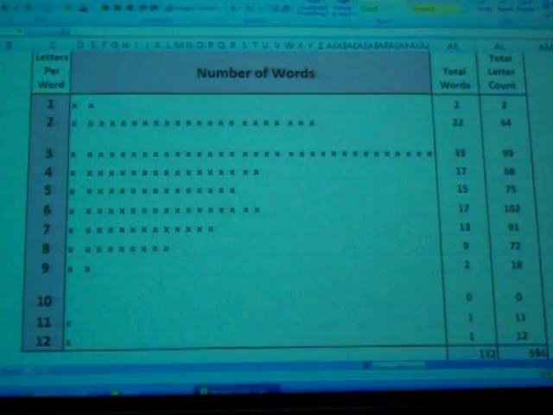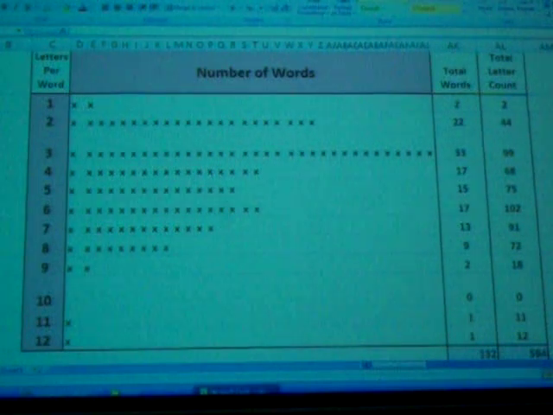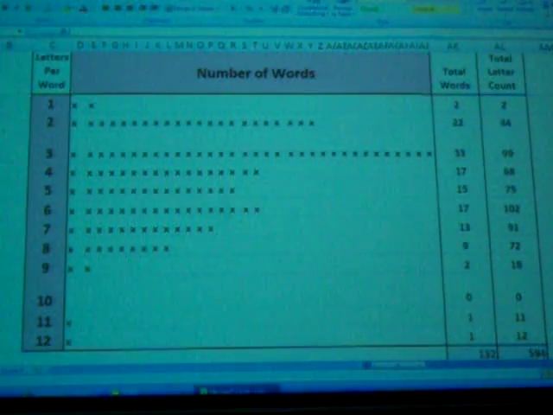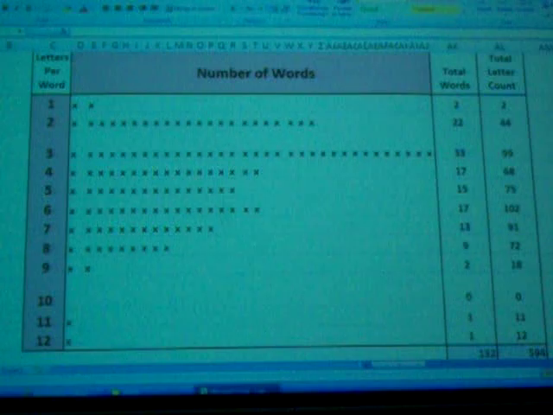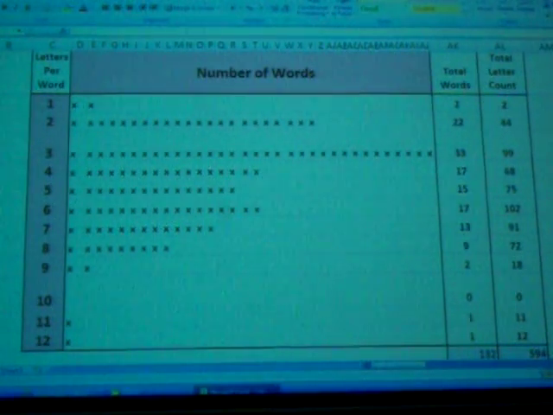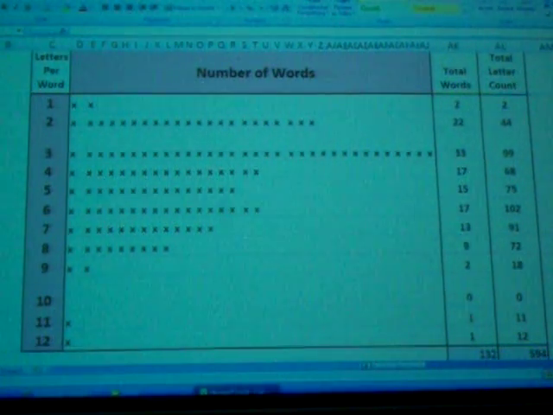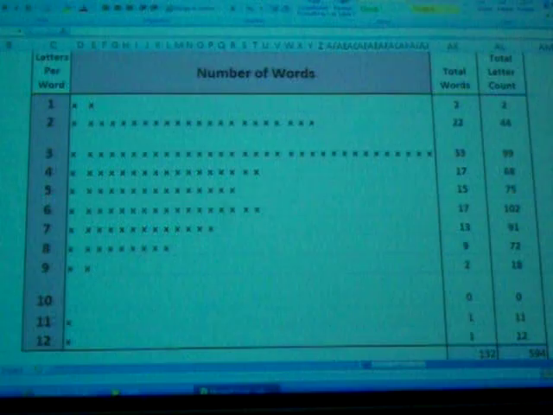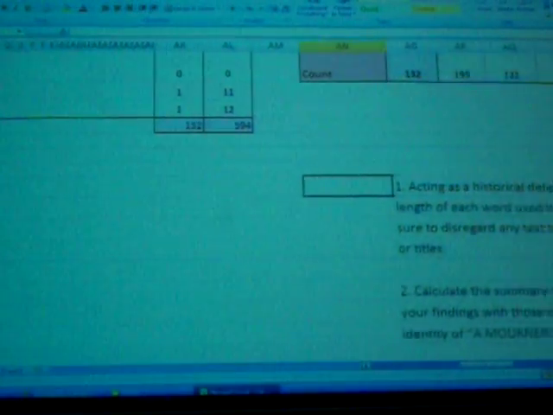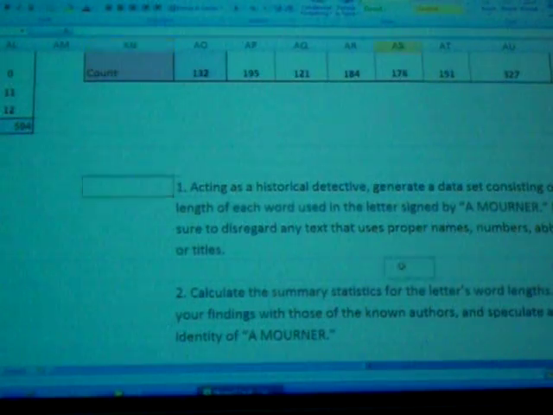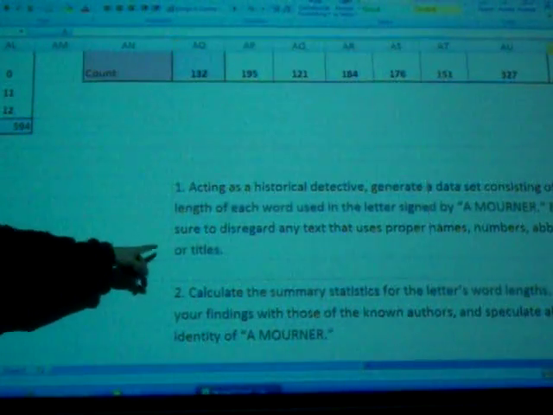Okay, so for the first part of our project, we had to compare a letter that was written by or signed by a mourner. And the whole goal is to find out who wrote this letter. So what we had to first do was take all the words that were written in the letter and count out how many letters each word had. That's what this is right here.